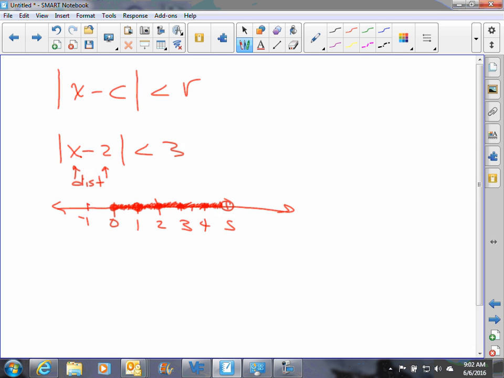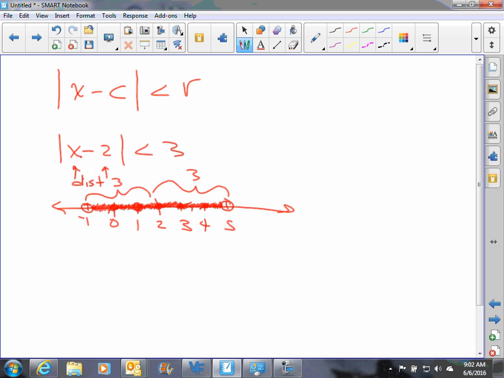So negative 1 is the first one that doesn't work, but the stuff in here does, and then nothing past to the left, negative 1, would work either. So what we've really got is an interval from negative 1 to 5, not including the endpoints. But now what I'd like to point out to you is that the distance from 2 to 5 is 3, and the distance from 2 to negative 1 is 3.